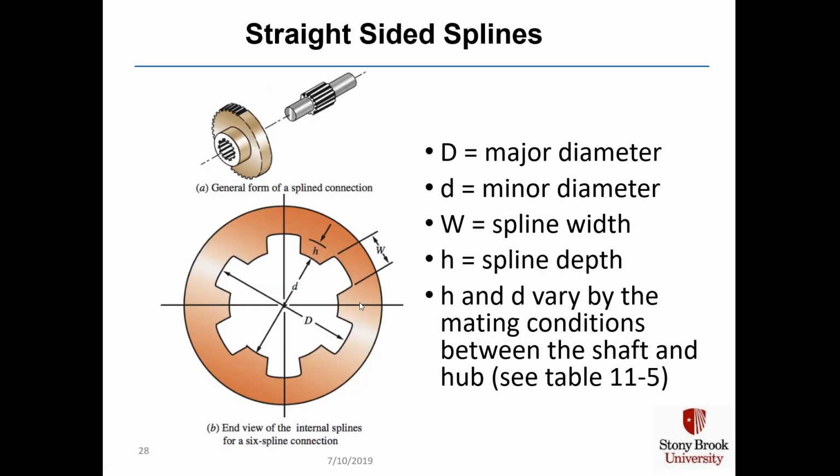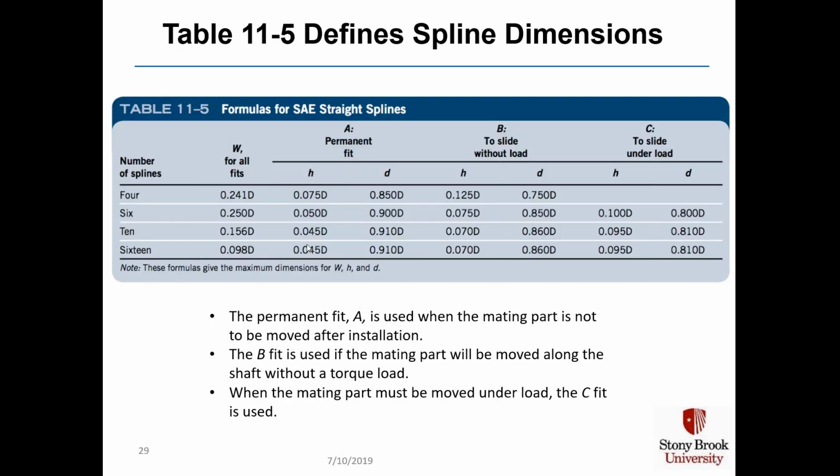The end view of a straight-sided spline is shown here in this diagram. Capital D is the major diameter. Little d is the distance from the center to the top of the tooth. That's the minor diameter. W is the width of the spline, and H is the spline depth. These numbers are roughly analogous to screw threads. H and small d vary by the mating conditions between the shaft and the hub. That's per this table 11-5.